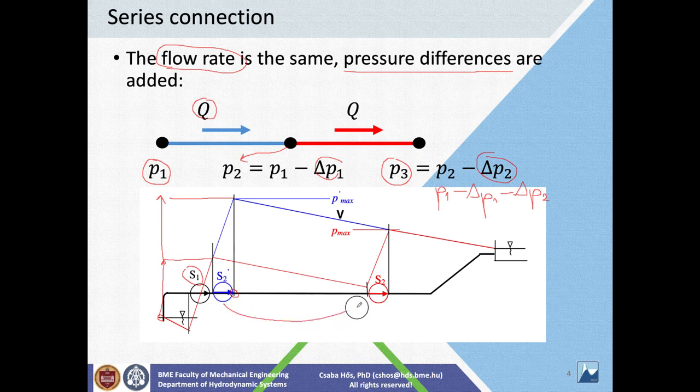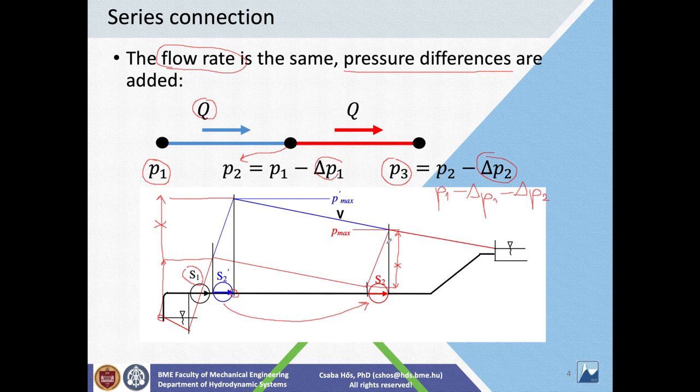However, if you move the second pump here, then after the first pump you have a pressure drop because of the pipeline. Then you have the same pressure rise as here, so this height is the same as this height because the pump is the same.